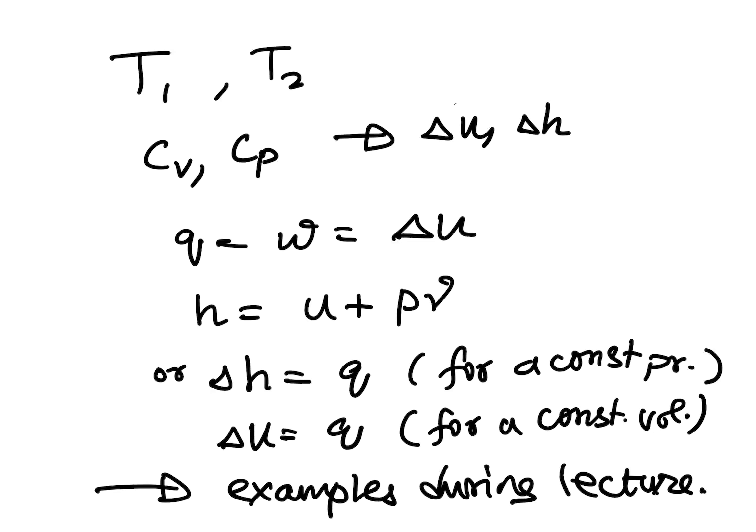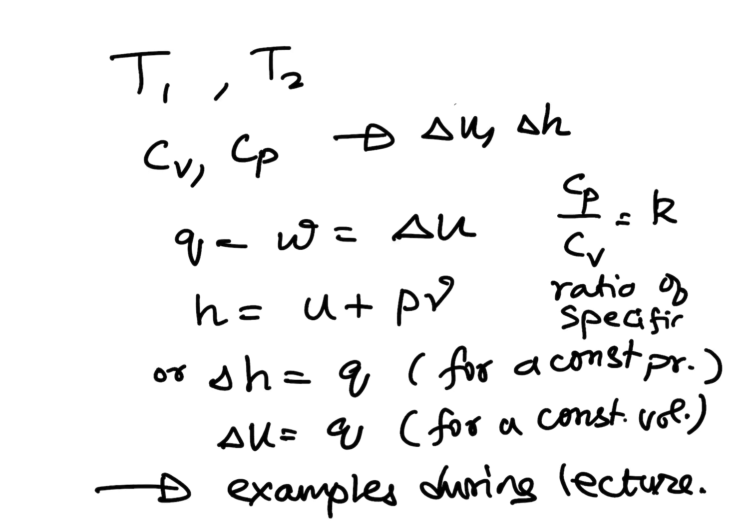A small closing note. Usually the ratio of Cp over Cv is used because it's a quantity that is going to appear in many formulas. We give it a symbol k. It's the ratio of specific heats. It's usually more relevant for gases.